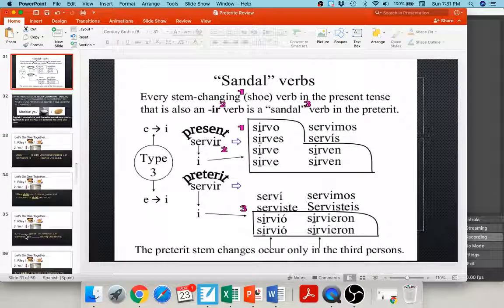Okay, some additional examples here. The verb servir, to serve, formerly had an E to I stem change. It still has an E to I stem change, can't really shorten that. So it still has an E to I stem change, but instead of changing in all of the boxes in the boot, it only changes in the sandal. So sirvió and sirvieron in the third person singular and plural forms.